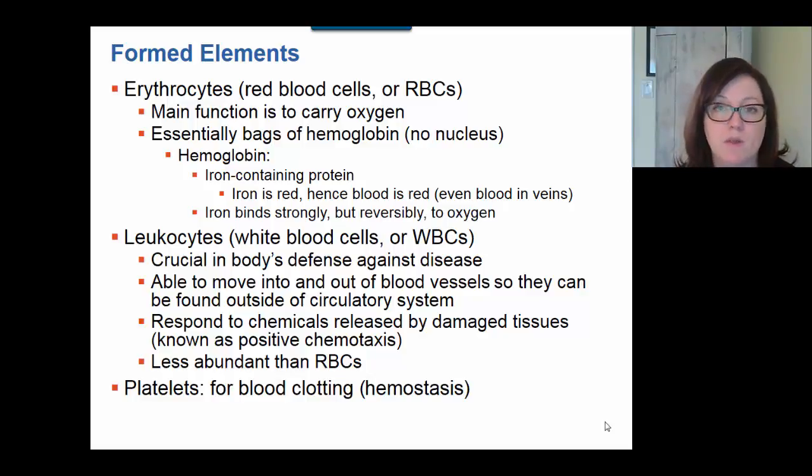They're less abundant than the red blood cells. By far, most of what we find in terms of formed elements in the bloodstream are the red blood cells. Last up are the platelets, which are important for blood clotting, which is also called hemostasis.